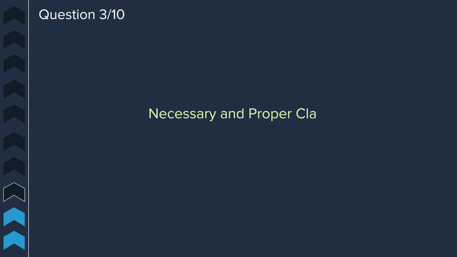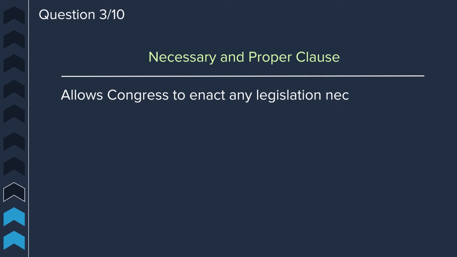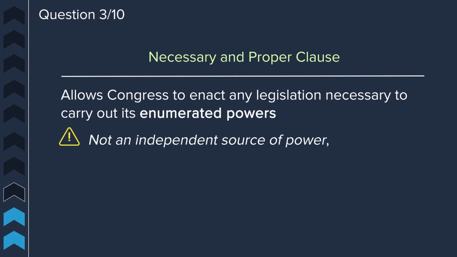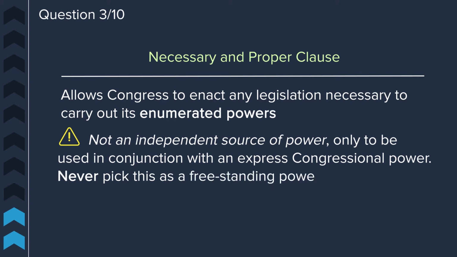Question 3. What is the Necessary and Proper Clause? The Necessary and Proper Clause allows Congress to enact any legislation necessary to carry out its enumerated powers. Remember, it is not an independent source of power. It is only to be used in conjunction with an express congressional power. Never pick this as a freestanding power of Congress on the MBE.